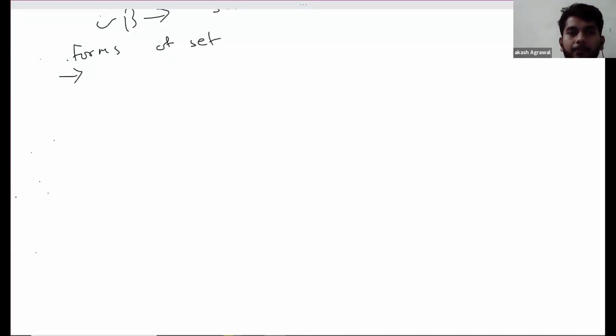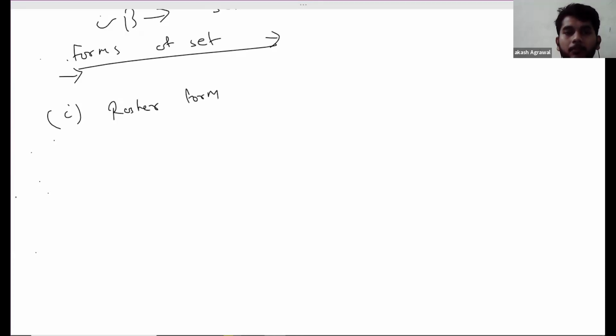Forms of set. How to represent a set? Two methods are there: roster form and set builder form. Remember one thing else.